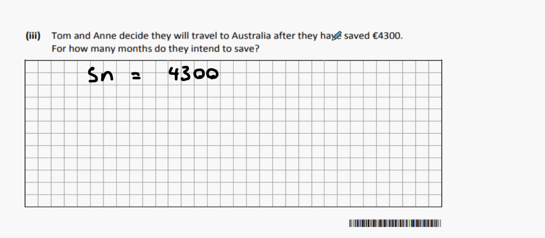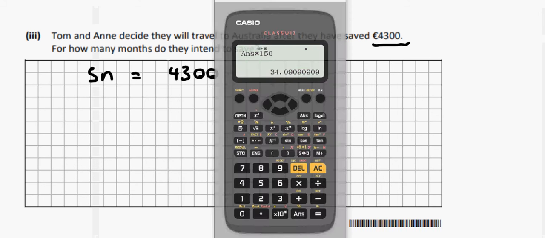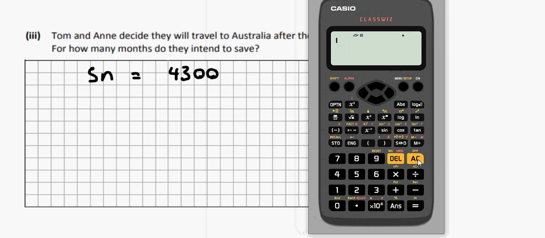Tom and Anne decide they want to travel to Australia to save €4,300. How many months do they intend to save for? We need to do Sn equals 4,300. Now, there's a way of cheating this, isn't there? What was the formula in the last part we had a second ago? But what did I get at the very end? If I go to my table function and I do n over 2, so x over 2, and then what did I have inside? 230 plus 10n.